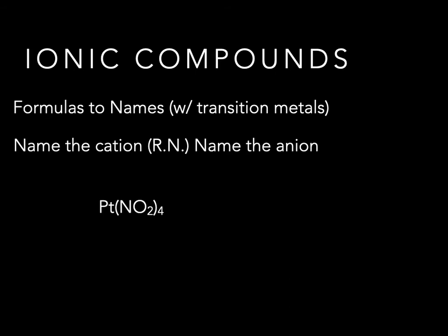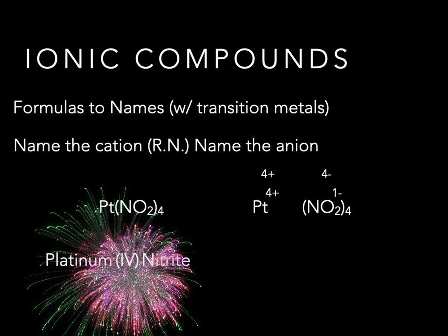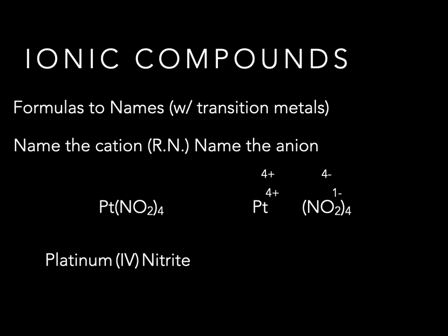Okay, Pt is platinum. NO2 is nitrite. I'm going to separate out our cations and anions. Nitrite carries a 1- charge. There are 4 of them, so the total negative charge is 4-. Total positive charge has to be 4+. There's only 1 platinum, so it has to be carrying that 4+ charge. And so platinum(IV) nitrite.